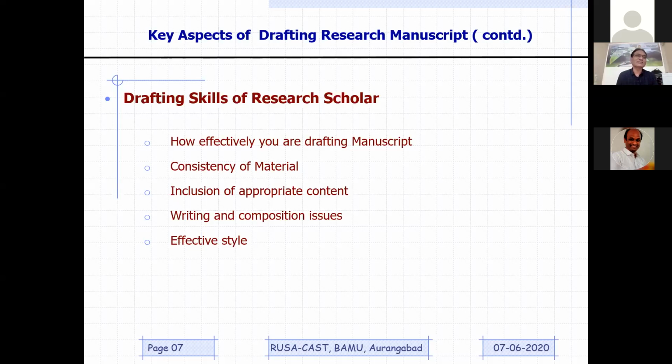If you are losing consistency, then again you are going to create a very bad impression on the reviewer. Then inclusion of appropriate content. Sometimes what happens, like you might be having huge data with you.